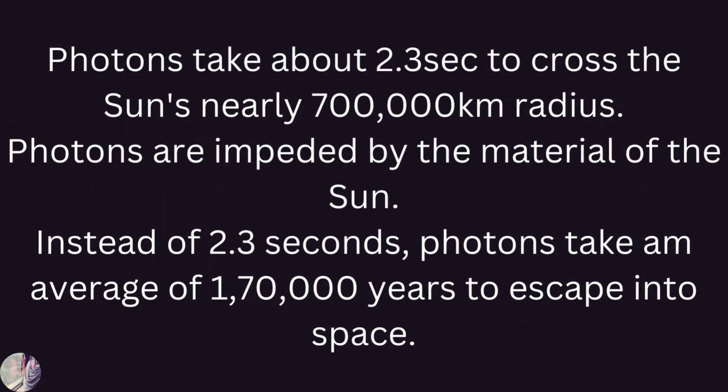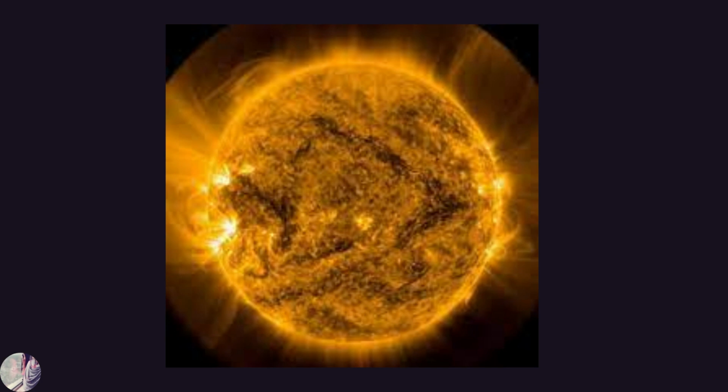Students, photons take about 2.3 seconds to cross the sun's nearly 700,000 kilometer radius. But photons are impeded by the material of the sun. Instead of 2.3 seconds, photons take an average of 170,000 years to escape into space. This diagram represents the emission of photons from the sun.